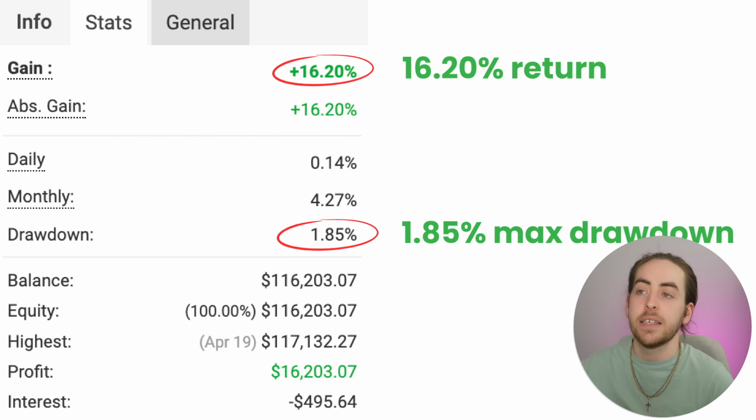What we can see is a 16.2% return, so a 16% profit, with a 1.85% maximum drawdown. Meaning, in order to make that 16%, I never even exceeded 2% in drawdown, highlighting the safety and effectiveness of the system that you've just looked at.